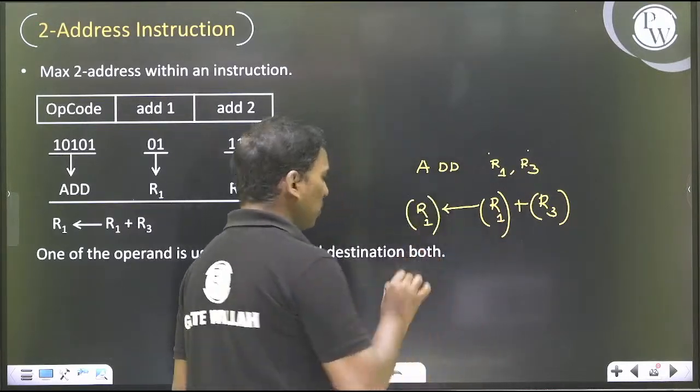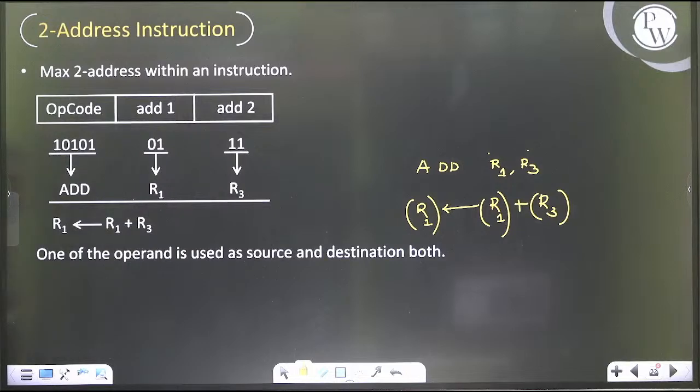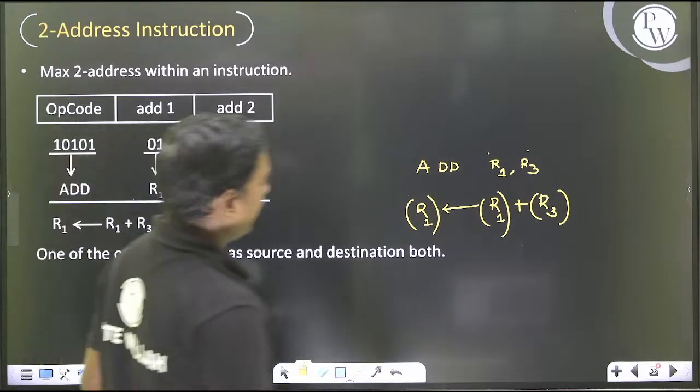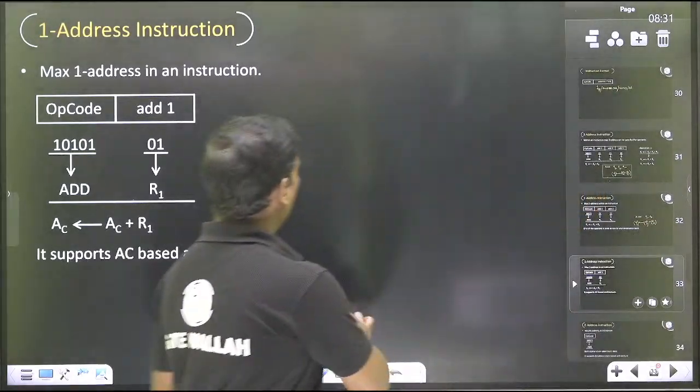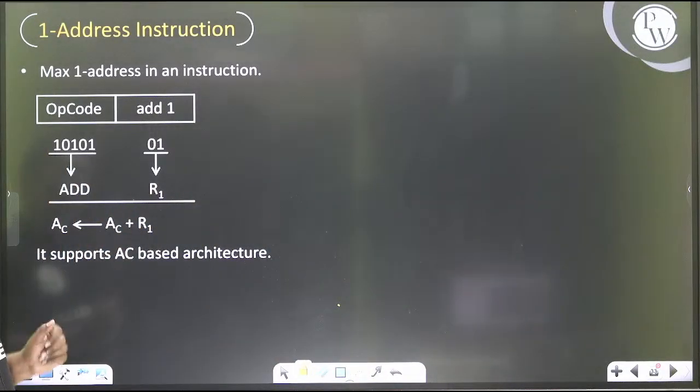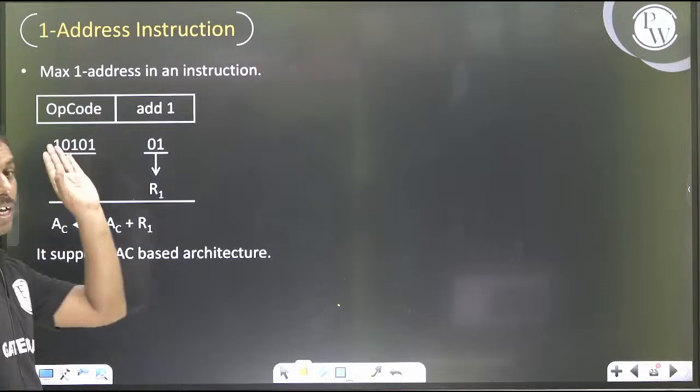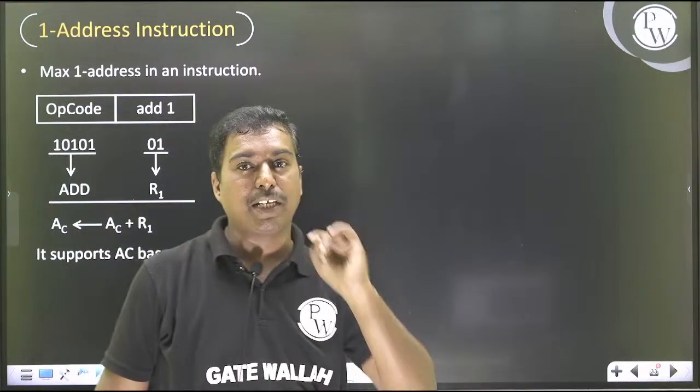And the result will be stored into the R1. One of the operands is used as both source and destination. Okay, let us go for the next, single address instruction. So these are 1 address instructions. See here, very interesting. There is no destination register. That's what I am telling.